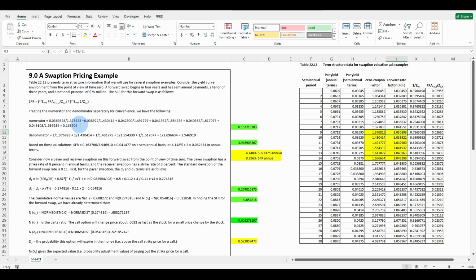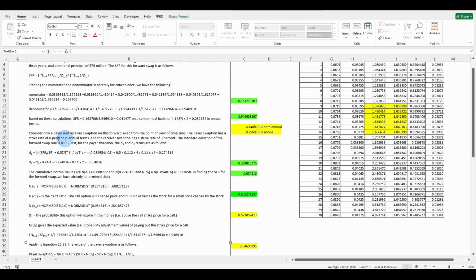It equals 0.163706. Then our denominator, we're going to do this exact same thing and come up with 3.94. Our SFR is going to equal 0.163 divided by 3.94, which equals 0.04 on a semi-annual basis, then annualized. So we have an SFR of 0.082954. So we have this number here, and then I just follow these exact same steps.